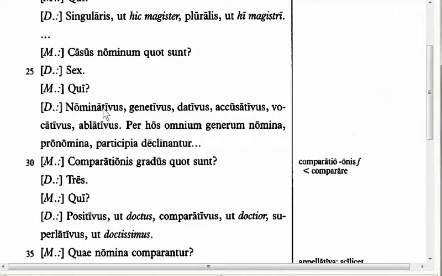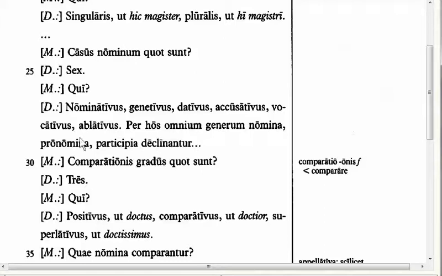Notice that all of these words are adjectives. They're adjectives modifying the word casus, which is a masculine noun, case. So when you say nominative, or it is nominative, or it is genitive, you're implying casus after it. So nominativus, casus nominativus, nominative case, casus genitivus, genitive case, etc.